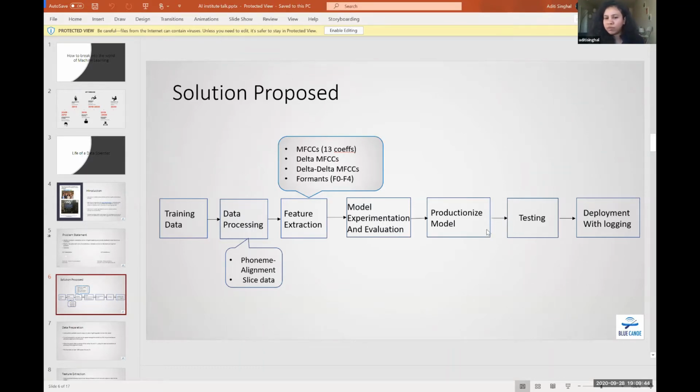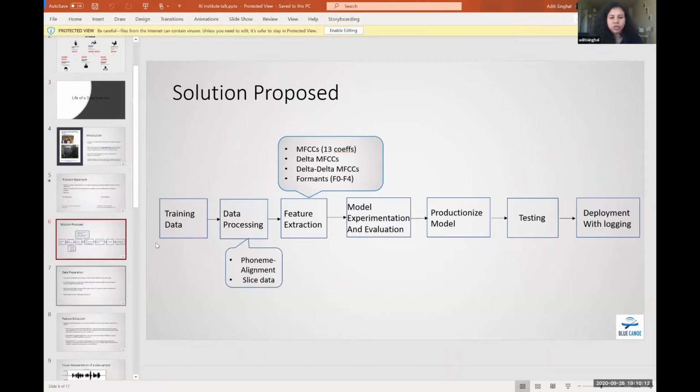Then we had to work on how to productionize the model. By productionizing, I mean how to integrate the model with our current app, so that when a user comes in and practices a sentence, we give them real-time feedback on it. After productionizing, we had to test it in real time, to see how the users liked the feedback and whether the feedback was right or wrong. So this is what our machine learning pipeline looked like.